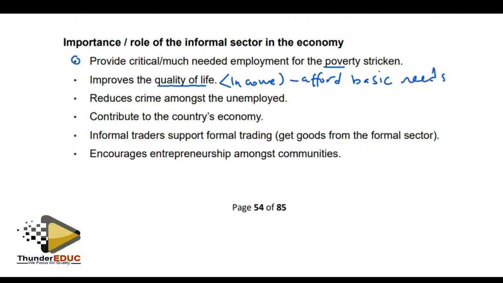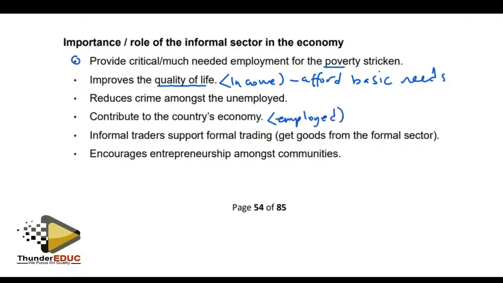It reduces crime among the unemployed, because we know one of the major causes of crime is unemployment, where people don't have jobs, then they resort to crimes such as robbery, hijacking, etc. Therefore, if there are these informal businesses where people can start on their own, it reduces the levels of crime within the country and contributes to the country's economy, whereby people are being employed, earn income, etc.